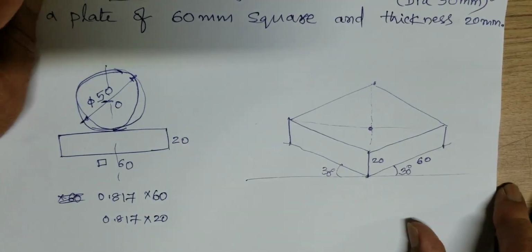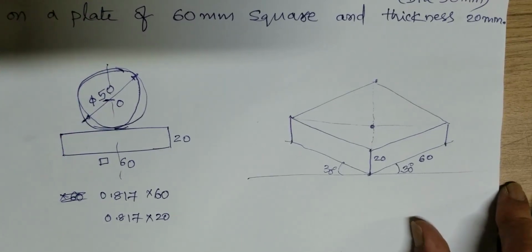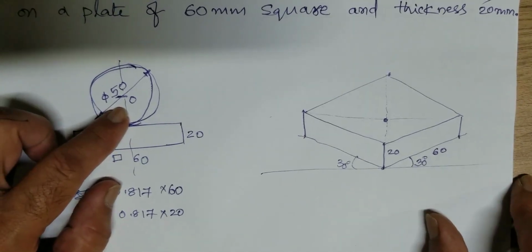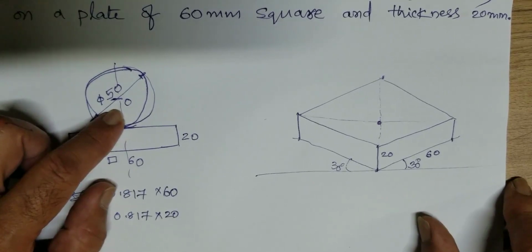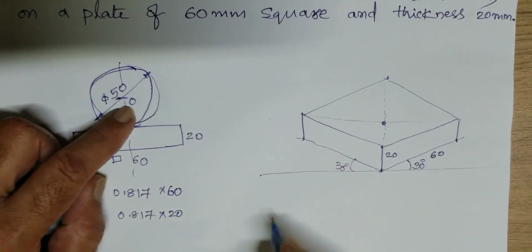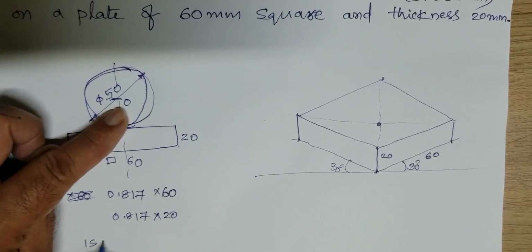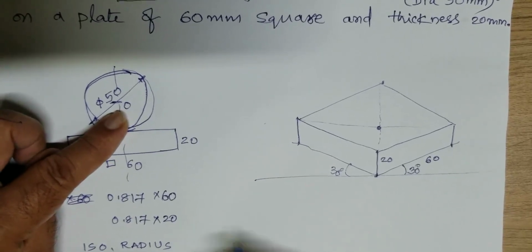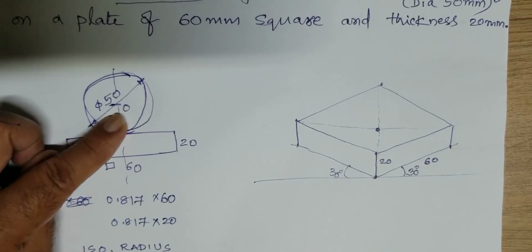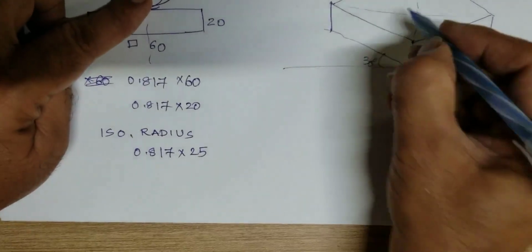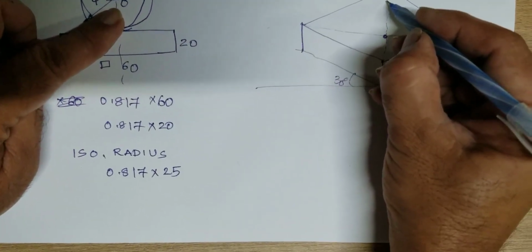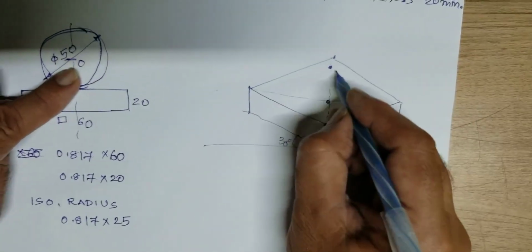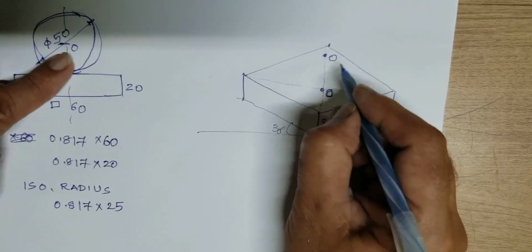Now from here, the sphere. What is the iso radius of the sphere? The radius is 25, because diameter is 50, radius is 25. Right? So take the iso radius. Isometric radius is 0.817 times of 25. Whatever value we get, measure from here. Let us say this value is somewhere here. Let us say this is O and this is O1.